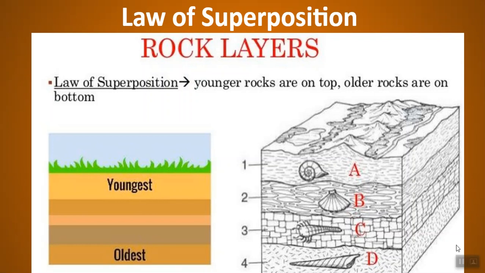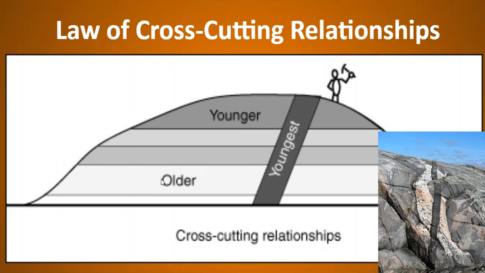The second law is the law of superposition. This is incredibly obvious, but again, so powerful. It works with fossils as well. The oldest is on the bottom, the youngest is on the top. So as we look at stacked rocks, the oldest one is on the bottom, followed by younger and younger layers. Law of superposition. All right, the third law is cross-cutting relationships.